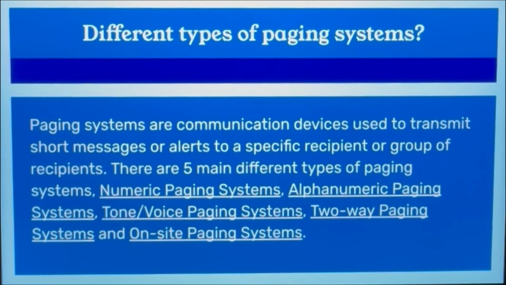Paging systems are communication devices used to transmit short messages or alerts to certain recipients or groups of recipients. There are 5 main types of paging systems: numeric paging systems, alphanumeric paging systems, tone and voice paging systems, two-way pager systems, and on-site paging systems.